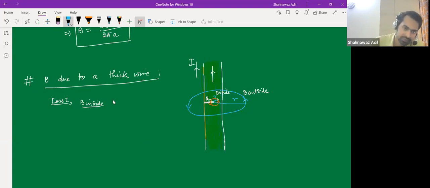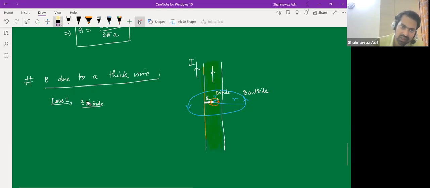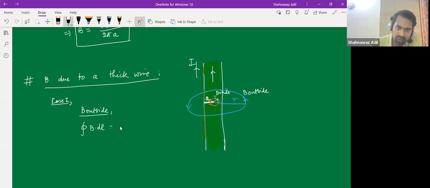So let us calculate for the outside one, right? Outside one is simple one, so let us calculate first the outside one. So you guys already know, using the Ampere circuital law, B dot dl, this would be mu naught I enclosed, right? So we have this big Amperian loop. This is the Amperian loop.